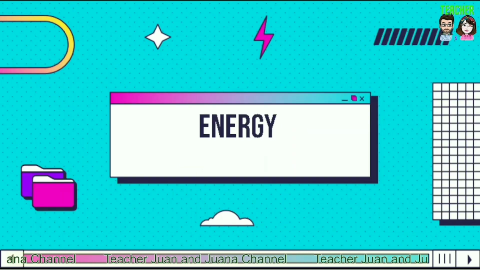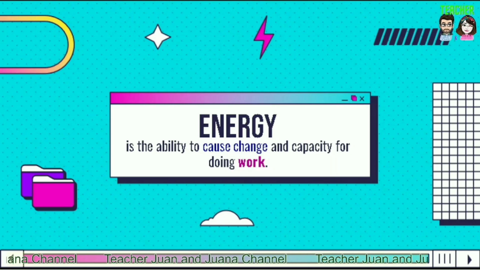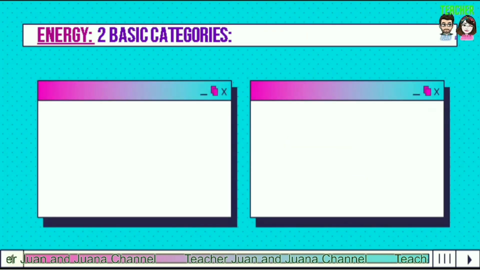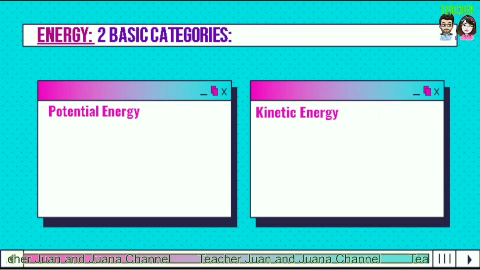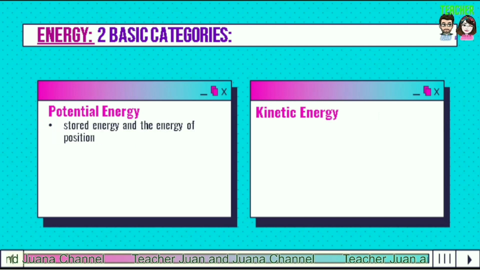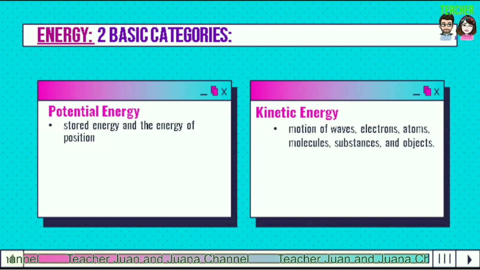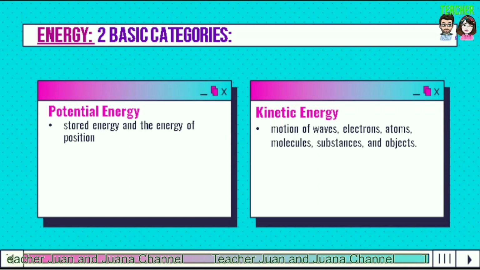Let us define the word energy. Energy is the ability to cause change and capacity for doing work. There are different forms of energy, but they fall in these two basic categories, which are potential energy and kinetic energy. Potential energy is stored energy and the energy of position, while kinetic energy is the motion of waves, electrons, atoms, molecules, substances, and objects.